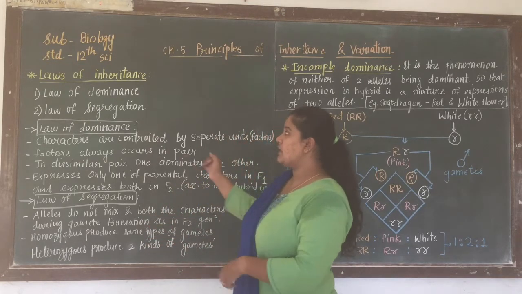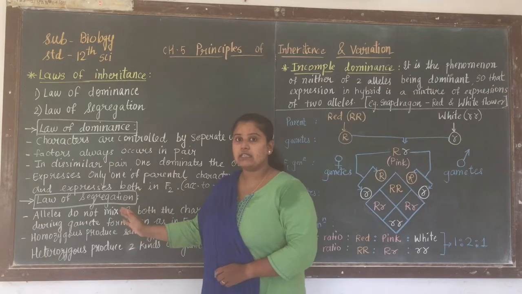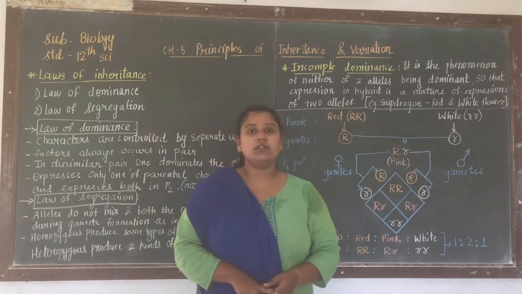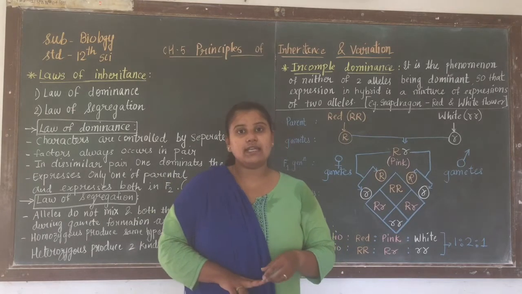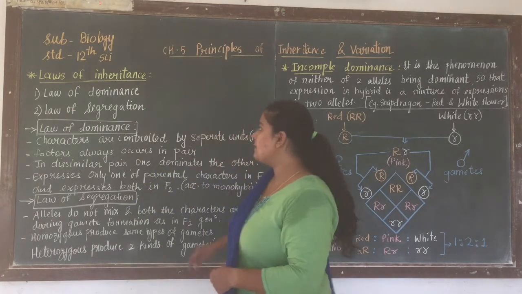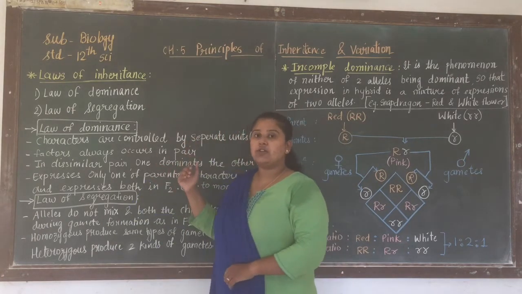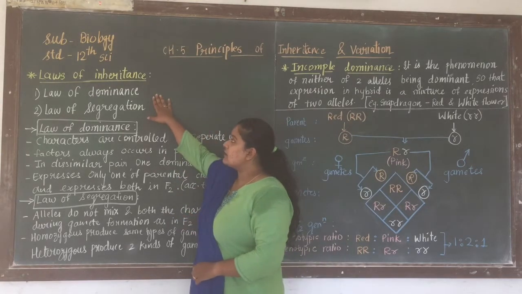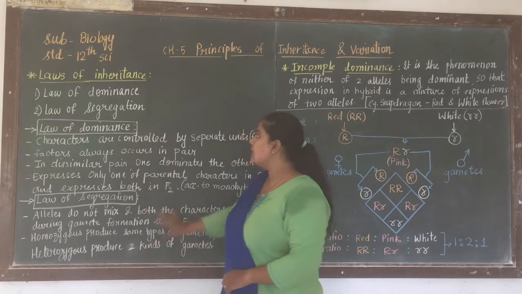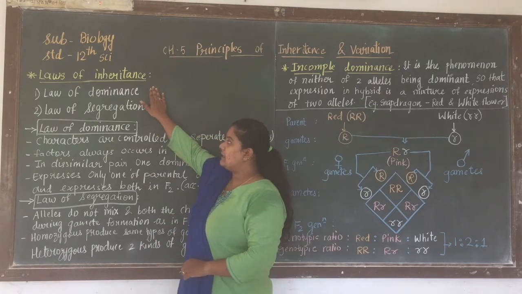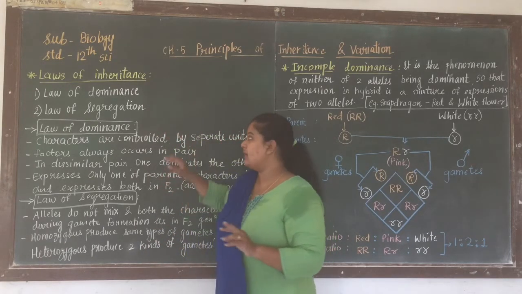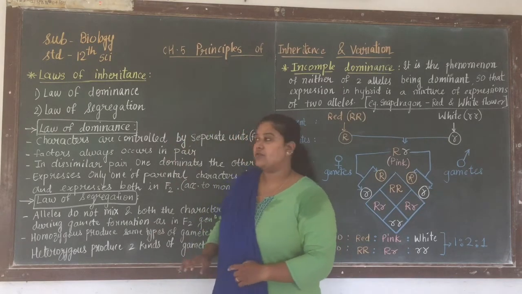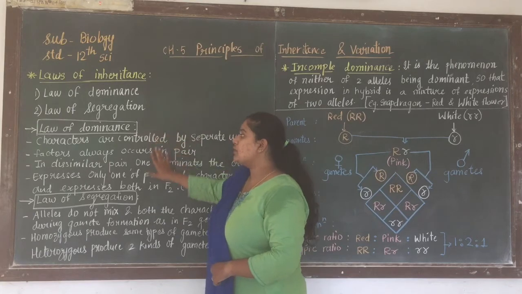Today we are going to see the laws of inheritance in detail, and we are going to continue with two topics of this chapter, that is incomplete dominance and the second is codominance, right? But before going to the main topics, we are going to study two laws in detail. There are two laws of inheritance. First is the law of dominance, the second is the law of segregation, right? So we are going to see both of them in detail.